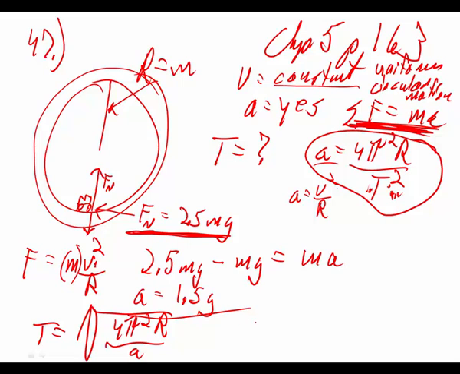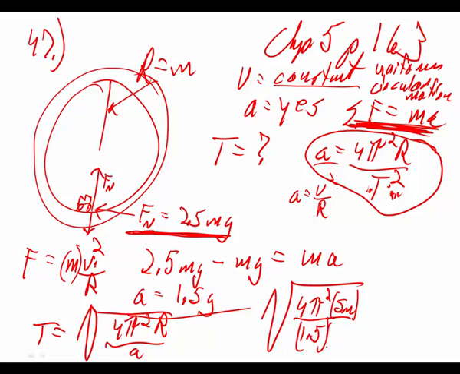So let's plug everything in. We've got 4 times pi squared times 5 meters divided by 1.5 times 9.8 meters per second squared. And we should get 3.66 seconds. Now this one's pretty involved. This one's kind of involved too. Does everybody see how I came to that?